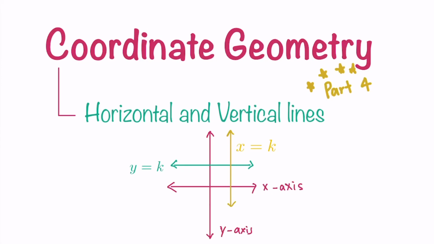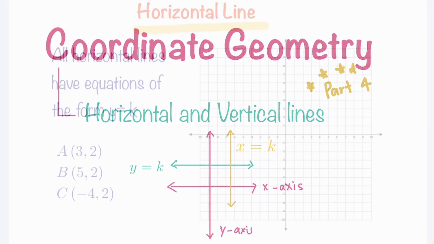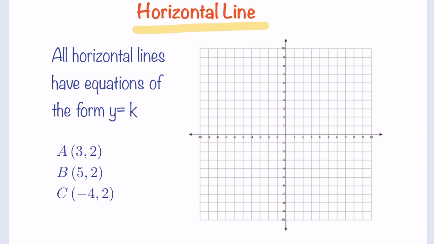Welcome to today's math lesson on coordinate geometry. This is part 4 and we will look at horizontal and vertical lines. First, a horizontal line is a line that goes from left to right or right to left. And the definition says that all horizontal lines have equations of the form y equals k.